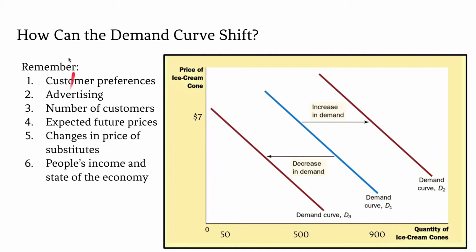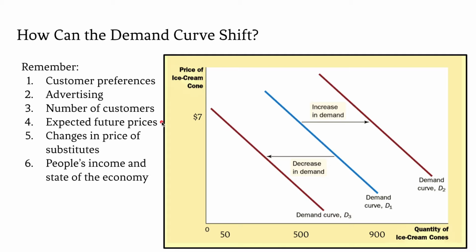So if any of these 6 factors change appropriately, this demand curve can overall shift either to the right or to the left, depending on whether there is an overall increase in demand or an overall decrease in demand. So let's just go over these 6 factors. So say that customer preferences change, or advertising is either increased or decreased by the ice cream cone companies. Say that the number of customers change, or maybe the expected future prices of ice cream cones.